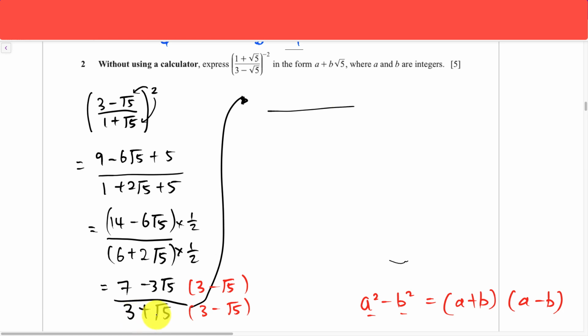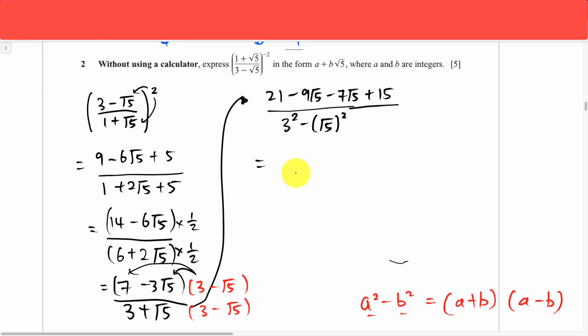So A plus B multiply A minus B, basically I will get A square minus B square. Alright, then of course the top I will just expand one by one. I mean 3 multiply first one and second one, something like that. So 21 minus 9 sub 5, and then square root 5 multiply 7 minus 7 sub 5. And then this one multiply this one, I will get positive 3 multiply 5, 15. Alright, so the bottom I will actually get 9 minus 5, which is 4.